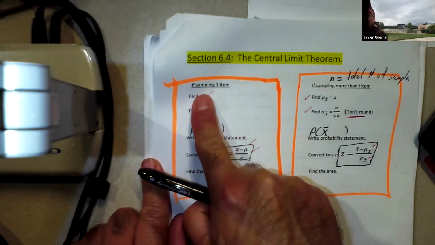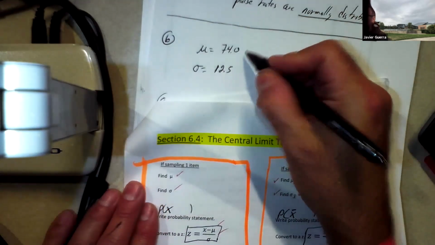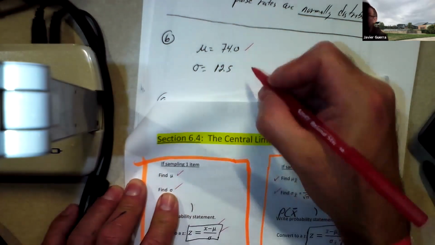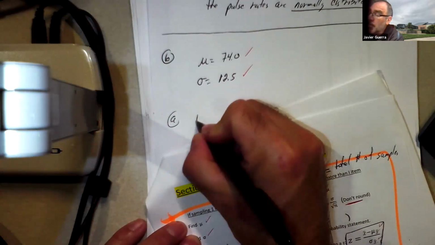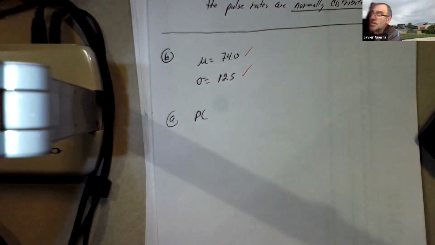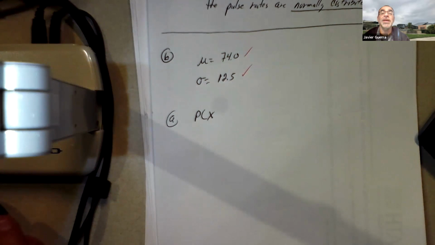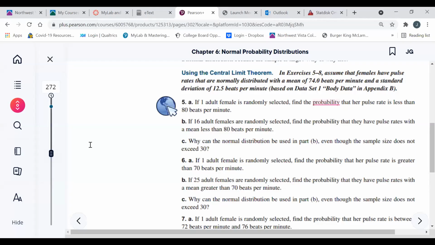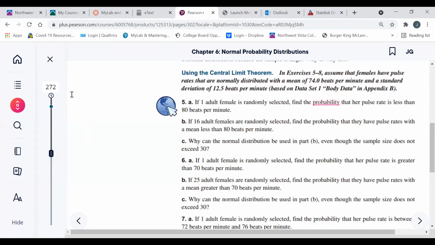So I already got my mean. I got my standard deviation. Bam. Now I've got to find my probability. All right, so what is my probability statement for part A? The probability that X is greater than 70.